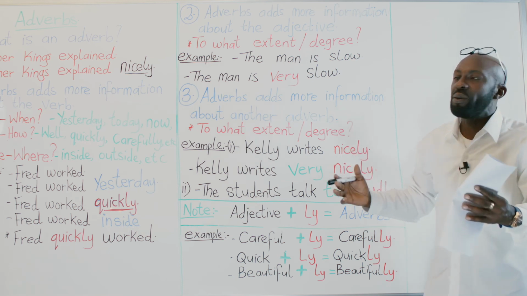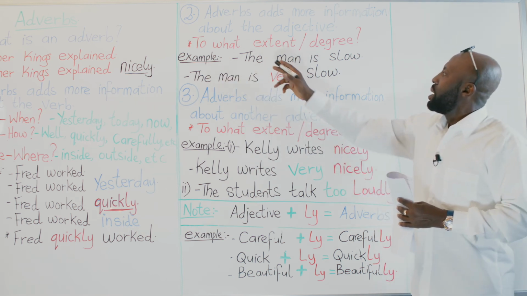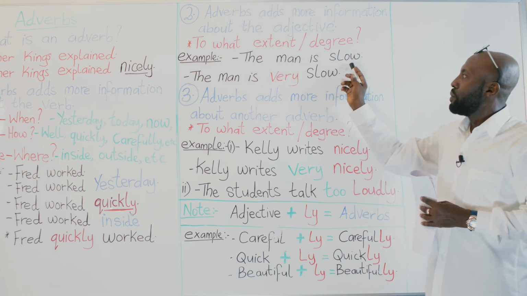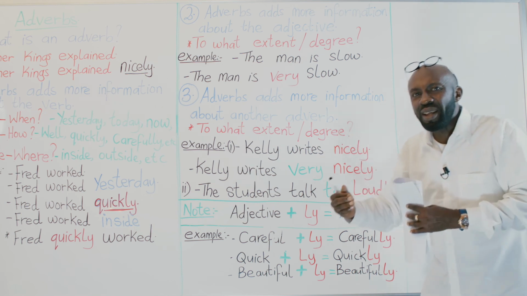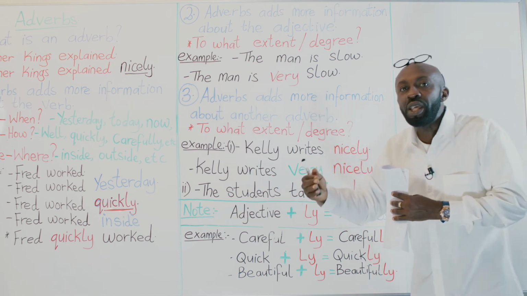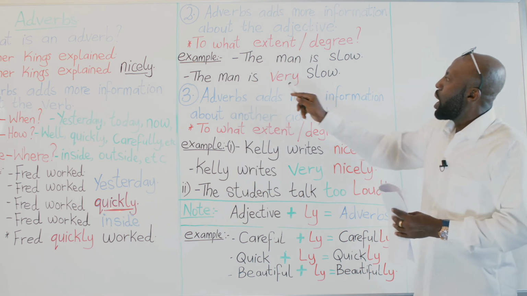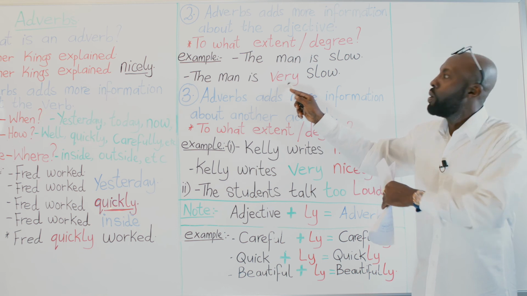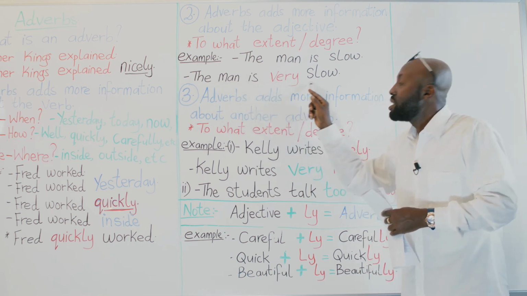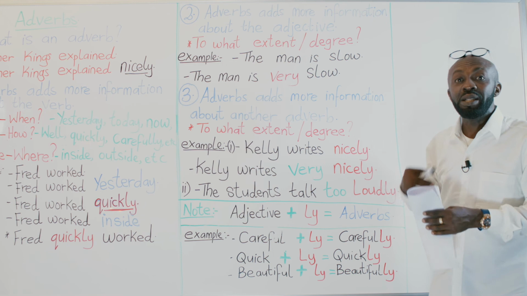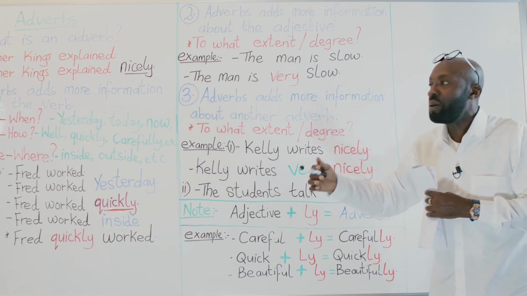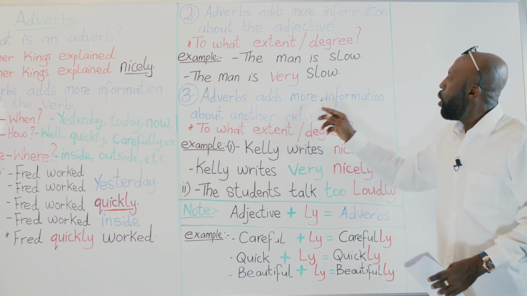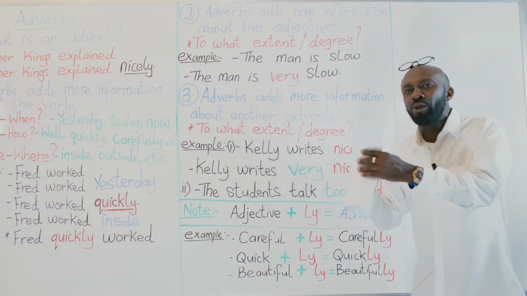More information about the adjective. Example, the man is slow. Slow is an adjective. So, to what extent is the man slow? To what degree is the man slow? So, you come in now with an adverb to give the degree. So, the man is very slow. In this case, the man is slower than usual. Thank you. Number three, adverbs add more information about another adverb.